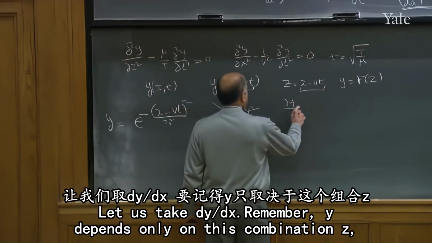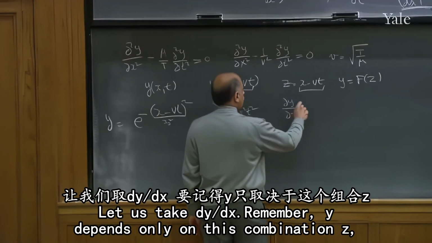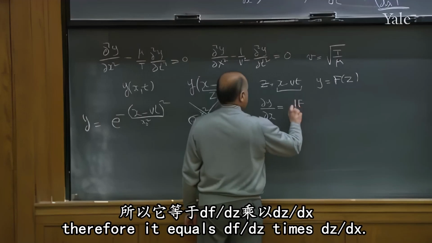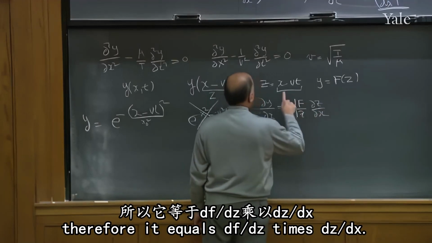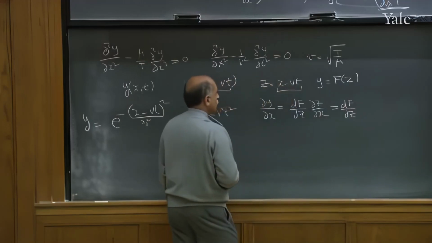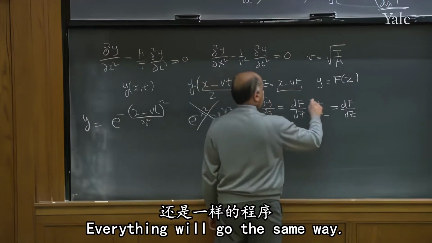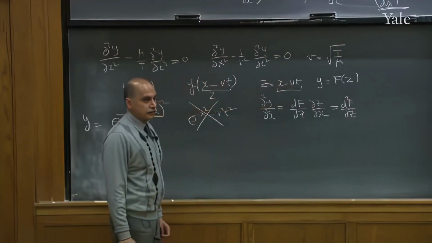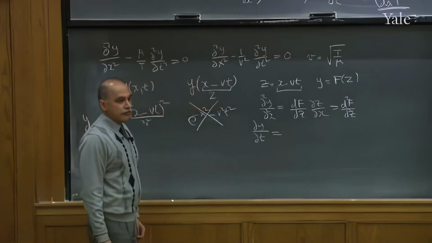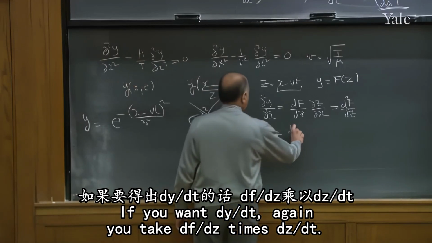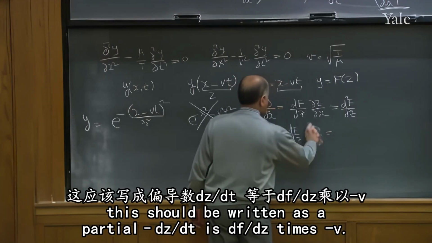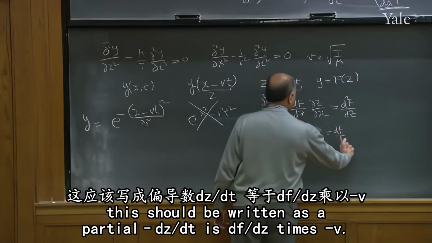Let us take dy dx. Remember, y depends only on this combination z. Therefore, it's equal to df dz times dz dx. But z is x minus vt, dz dx is 1, so it is just df dz. Now, let me rush through this and do it one more time. Everything will go the same way. You will get this. But how about dy dt? If you want dy dt, again you take df dz times dz dt. But this should be written as a partial. dz dt is minus v, so it is df dz times minus v.